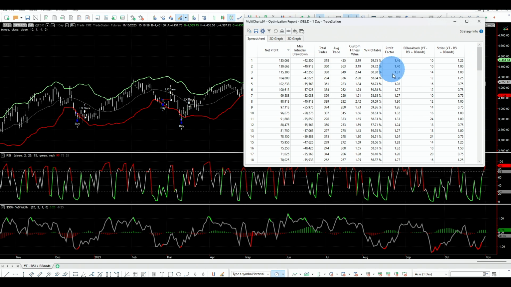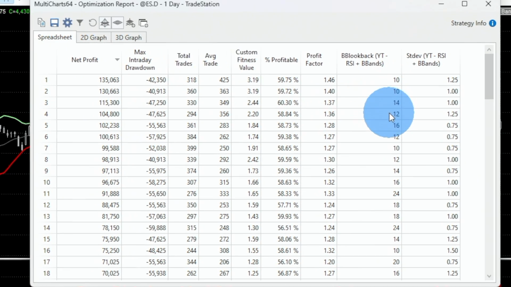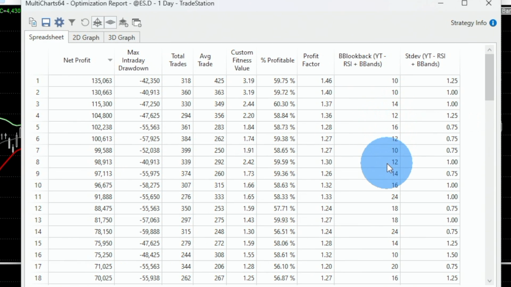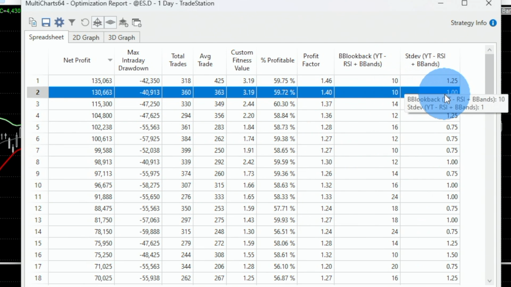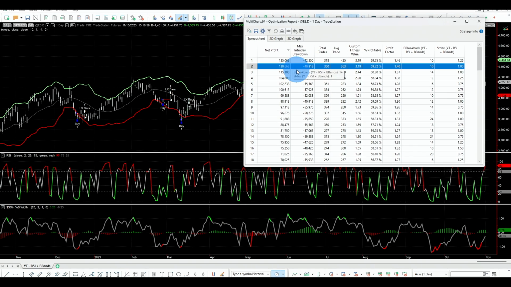And if we look at the top, this is 10, 10, 14, 12, 16, 12, 10, 12, 14, and 16. So the top 10, they're all between 10 and 14, with one strategy sitting at 16. And all the standard deviations are between 0.75 and 1.25. So you see the sweet spot sits here, and this is the 10 and 1 that I told you about. It sits here at number 2. Usually this will perform the best on all markets.